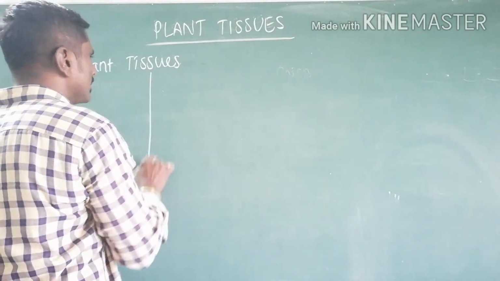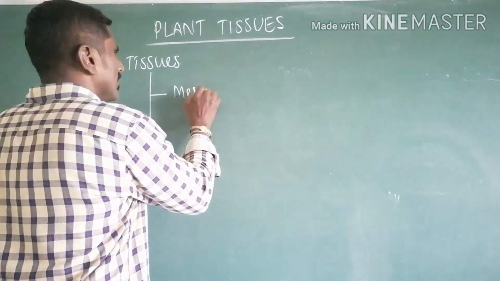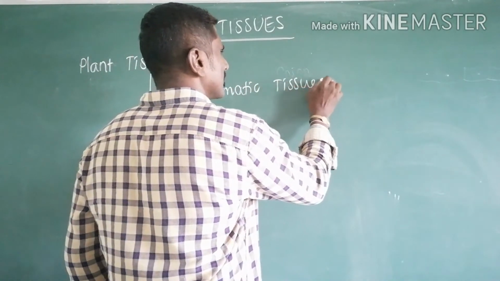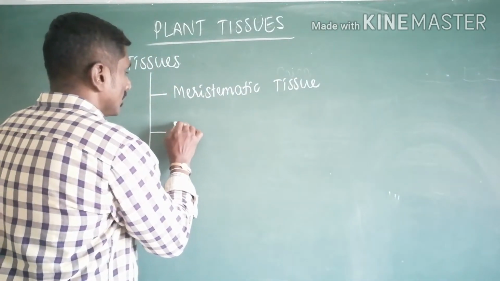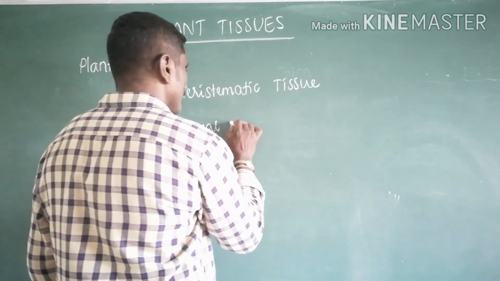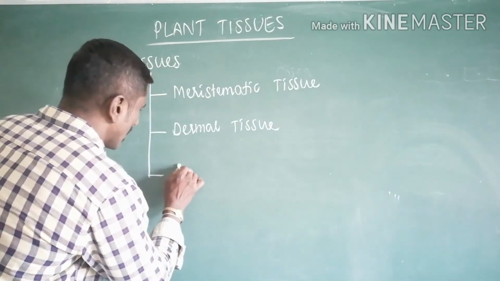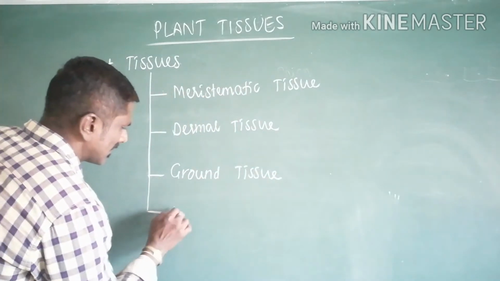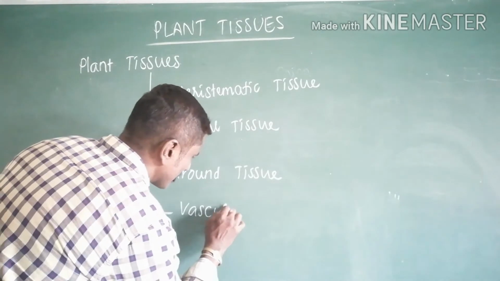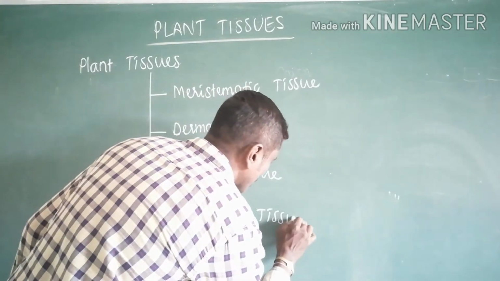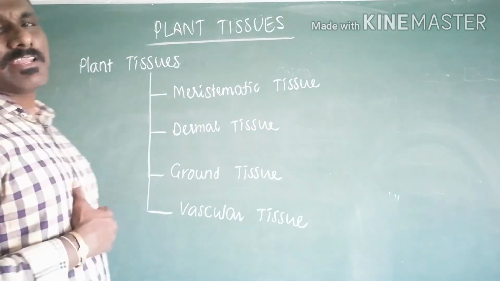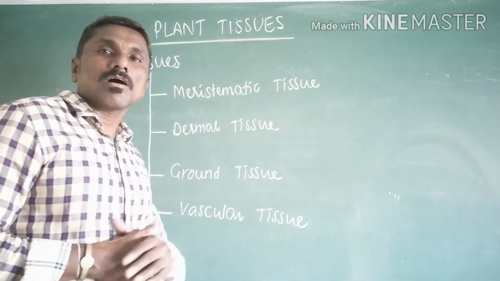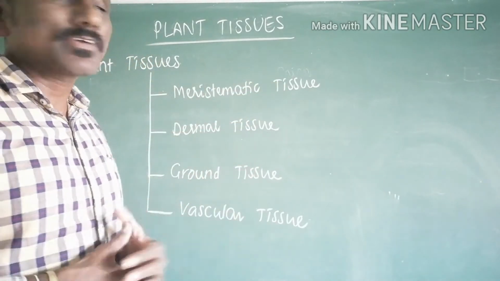Plant tissues are mainly of four types: meristematic tissue, dermal tissue, ground tissue, and vascular tissue. We will have a brief discussion about each and every tissue.